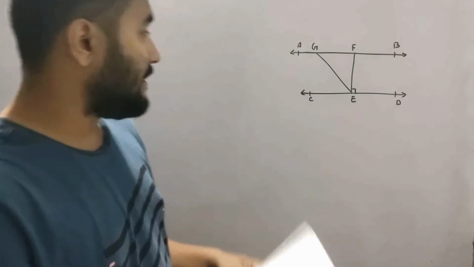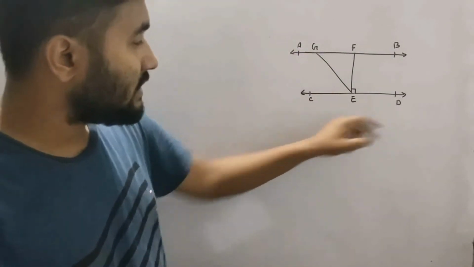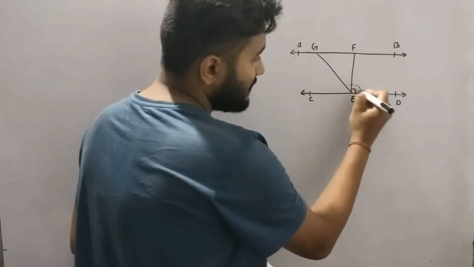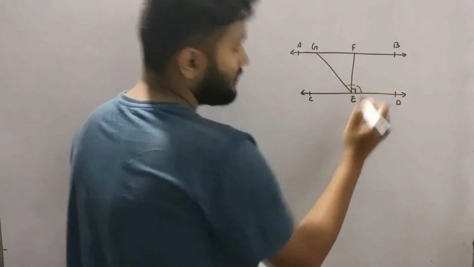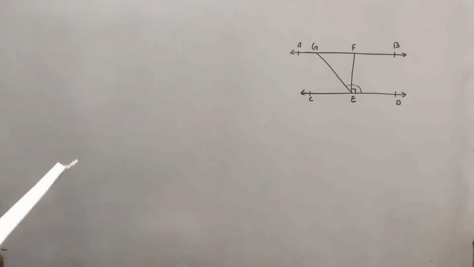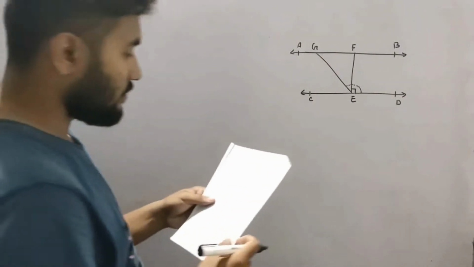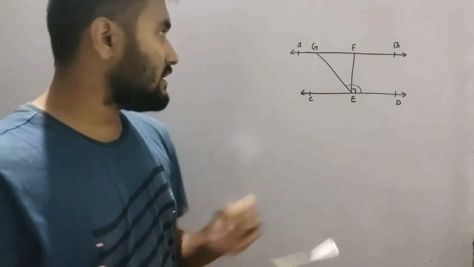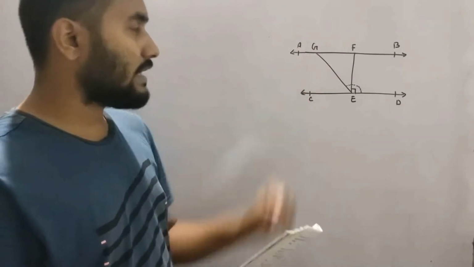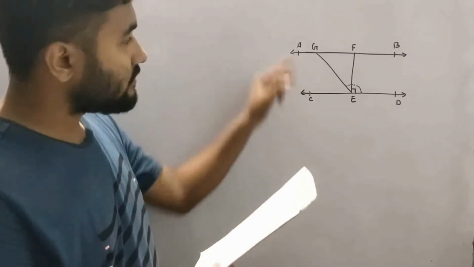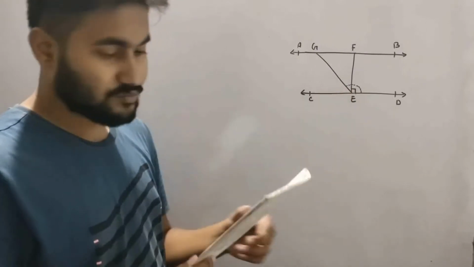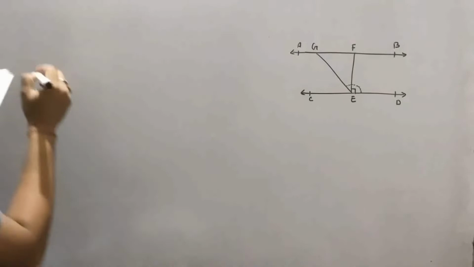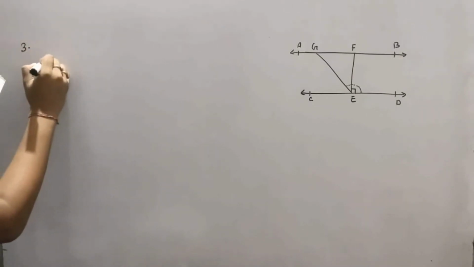And angle GED. GED is this complete angle, okay? This is angle GED. GED is how much? 127 degrees. Oh, sorry, 126 degrees. So what we have to find? We have to find angle AGE. This is angle AGE. Then GEF, this angle. And then angle FGE. Okay. So given, let us write question number 3.